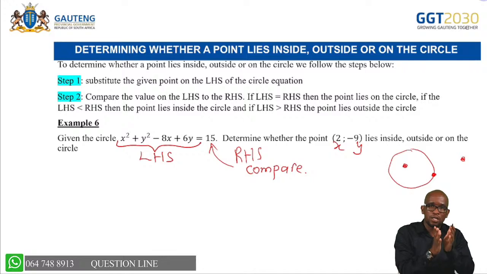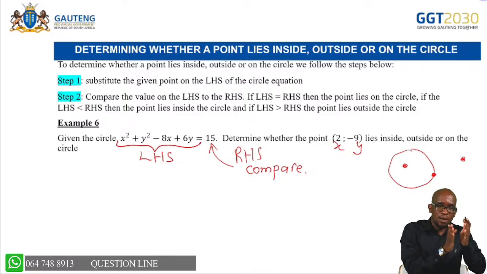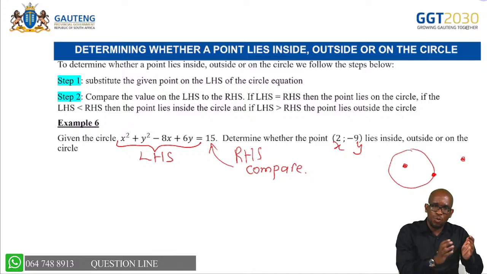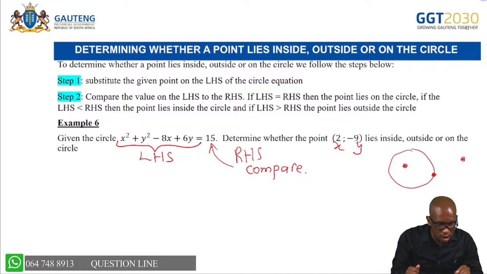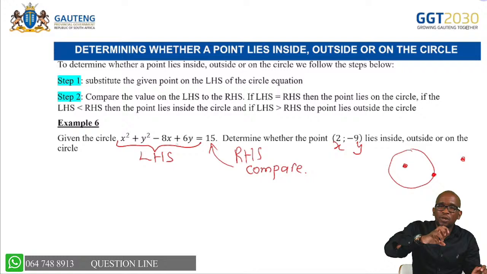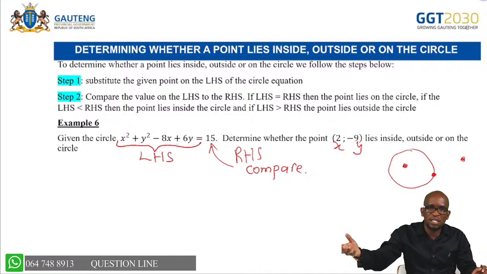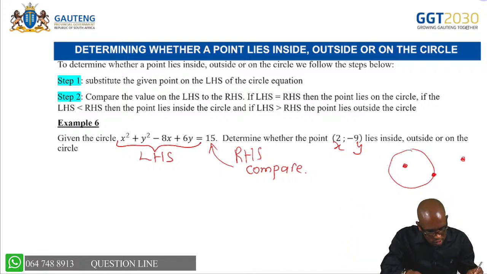Remember what I said? If the value that you get on the left, when you compare it to the radius squared, in this case 15, is less than 15, you would say it's inside. If you get a value that is equal to 15, it's on the circumference. If you get a value that is bigger than 15, it is outside. So let's check now. We substitute.